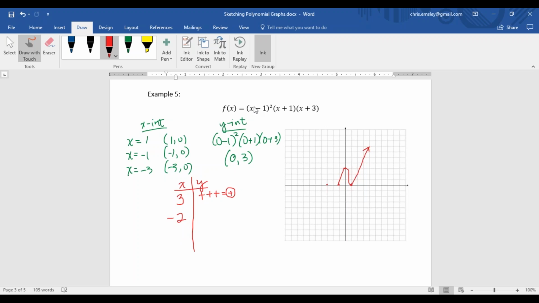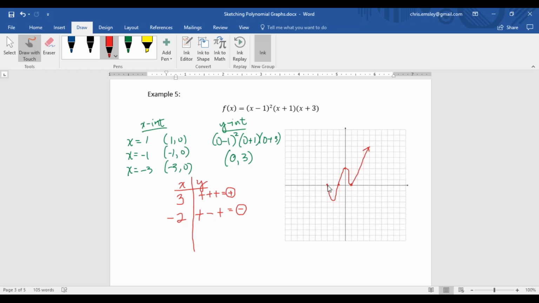When I plug -2 into my function, -2 minus 1 squared, well, again, anything squared is positive. -2 plus 1, that would be negative. And -2 plus 3, that would be positive. So when we multiply a positive times a negative times a positive, we get a negative value. That means in this area, in between the intercepts of -1 and -3, our function must be negative.